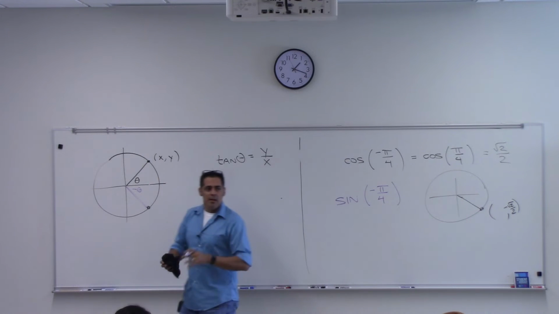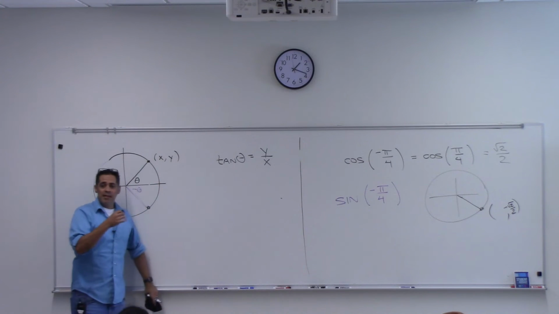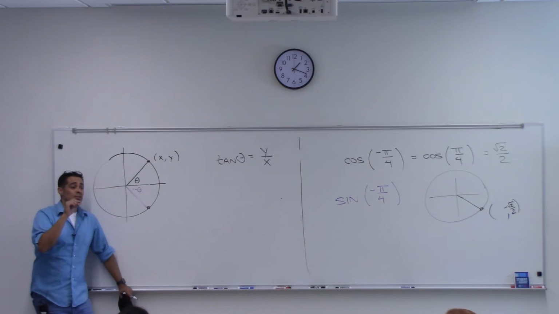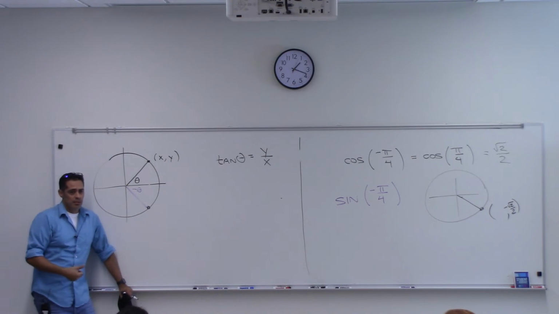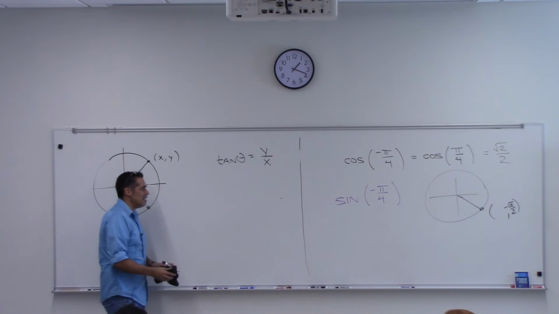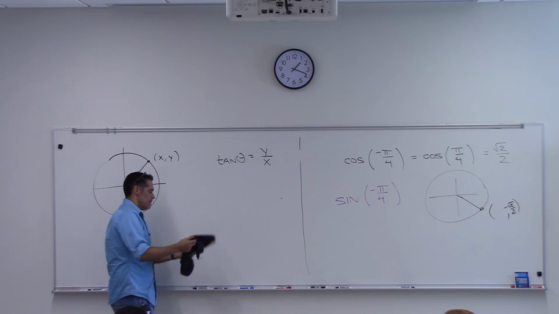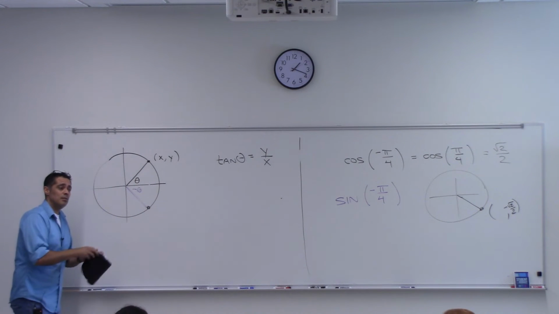These properties of even and odd will come up later when we're trying to solve equations involving trigonometric functions. They'll be useful when we're trying to do identities and things like that. Okay, have I addressed all the questions? Yes?